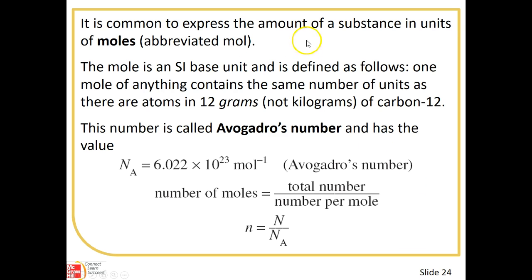So it's common to express the amount of a substance in terms of moles. If you've been through chemistry, you kind of know what's going on here. It's based on the carbon unit, which has exactly 12 grams. So that's carbon 12. And we use something called Avogadro's number, 6.022 times 10 to the 23rd units per mole. So the number of moles here is just the total number divided by the number per mole.